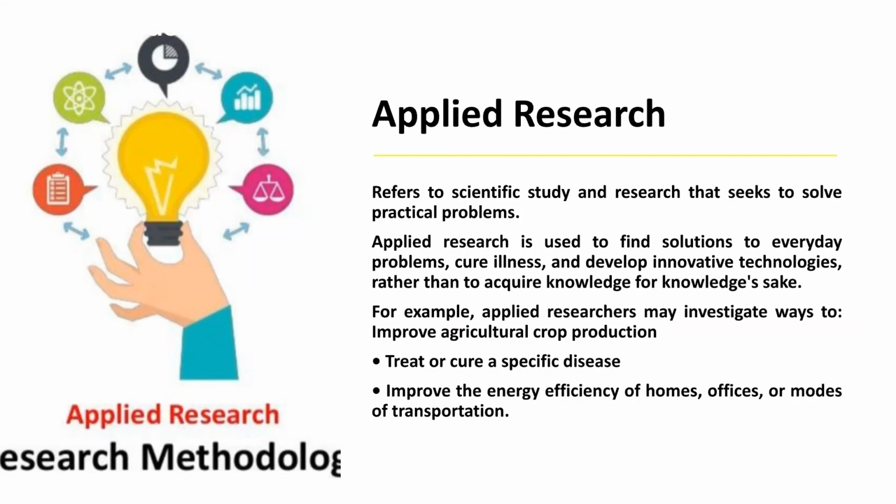For example, applied researchers may investigate ways to improve agricultural crop production. There are a number of ways by which agriculture is taking shape nowadays. So, with either technique, if you are able to increase the crop production, it will come into the category of applied research. Then, to treat or cure a specific disease. All of you are concerned with the pharmaceutical industry. You can suggest the development of a new drug, a new dosage form, or a new use, or it can be the improvement of the energy efficiency of homes, offices, or modes of transport.